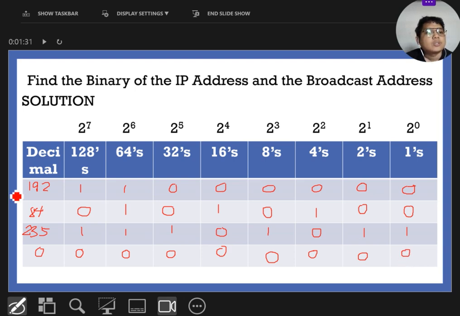Therefore, the binary of 192.84.235.0 is 11000000.01010100.11101011.00000000. Okay, so that is the binary.